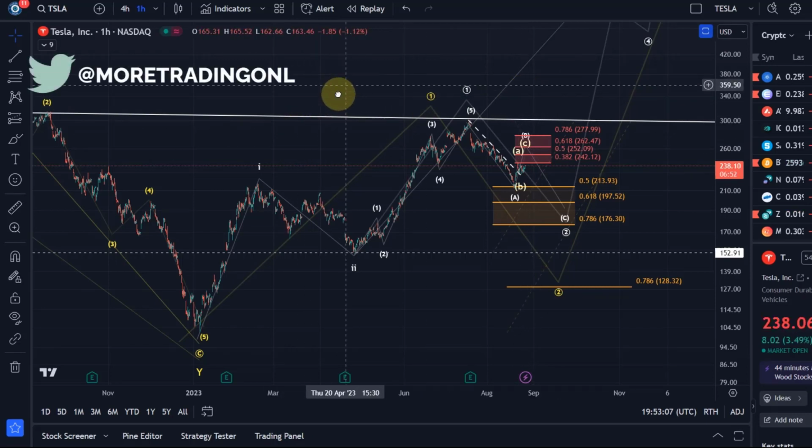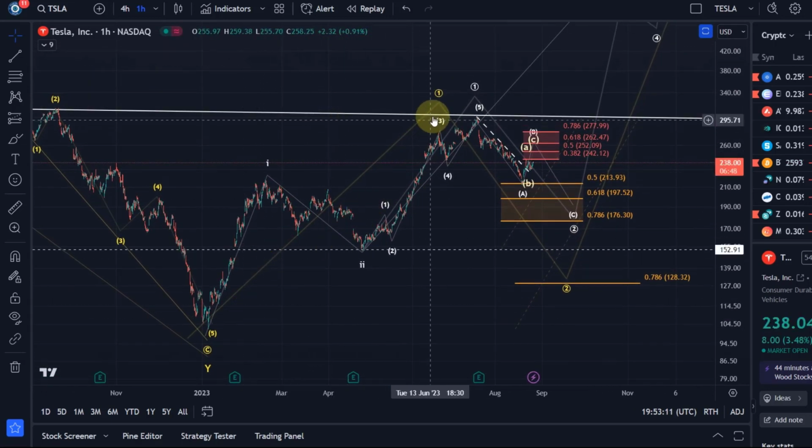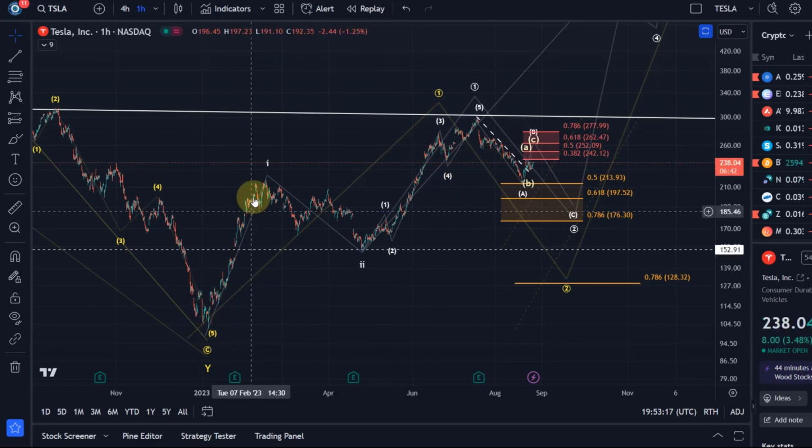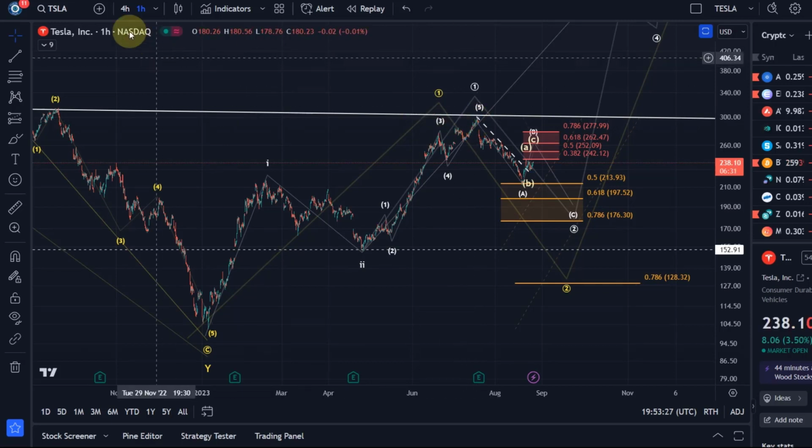On the Tesla chart, we continue to have our two scenarios here on the chart. They are both bullish at the moment. Of course, we need to be very mindful that we could be dealing with a bearish ABC structure here as well. But in the end, we won't know that until we see support levels broken, right? So that is very important to understand.